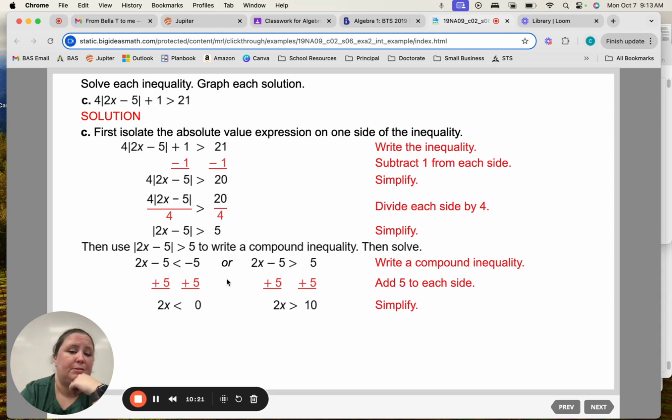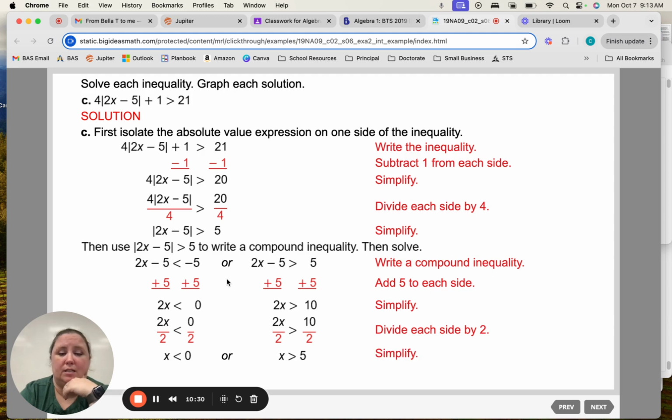Now what's the last step to get rid of the 2 by the x? Divide everything by 2. 0 divided by 2 is? 0. So it's just x is less than 0. 10 divided by 2 is 5. So x is greater than 5. But the second one won't work because the x is less than 2. No, because you're not in absolute value. Right. So it's still fine.